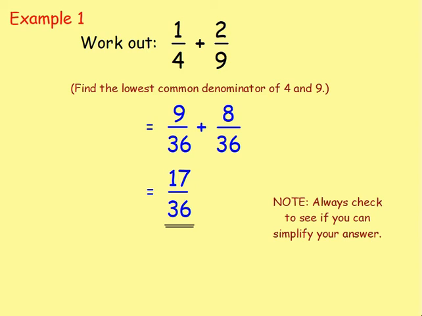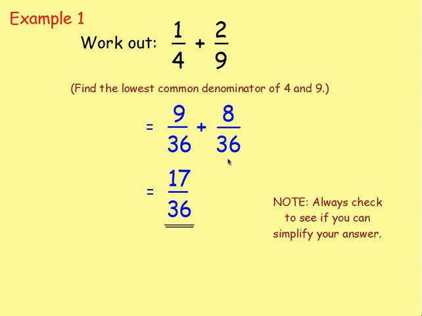So, with this example, if you have 1 quarter plus 2 ninths, oh, the numbers at the bottom are different. What do I do? Well, you think about the 4 times table. 4, 8, 12, 16, 20, and so on. You think about the 9 times table with 9, 18, 27, 36, and so on, and you find the smallest number that's in the 4 and the 9 times table.